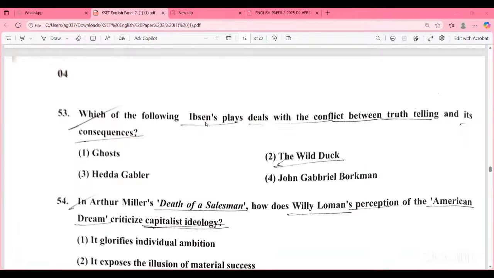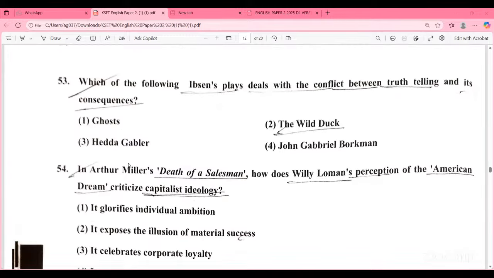Which of the following Ibsen's plays deals with the conflict between truth-telling and its consequences? It will be Ghosts.